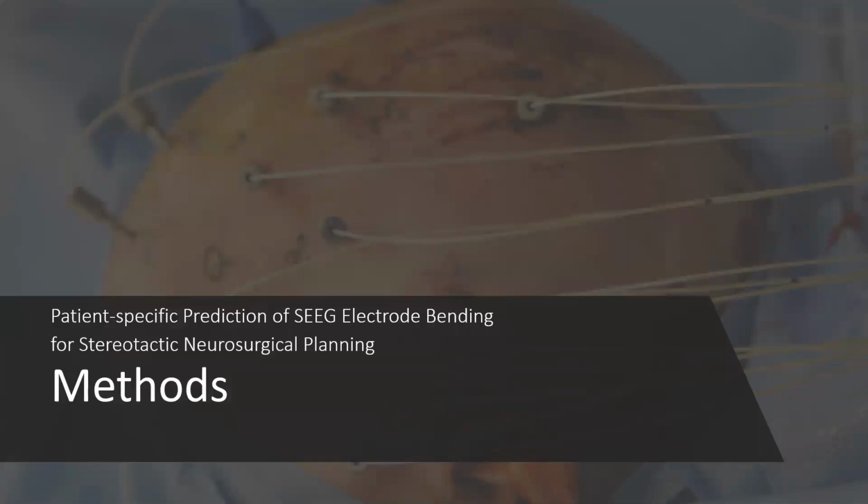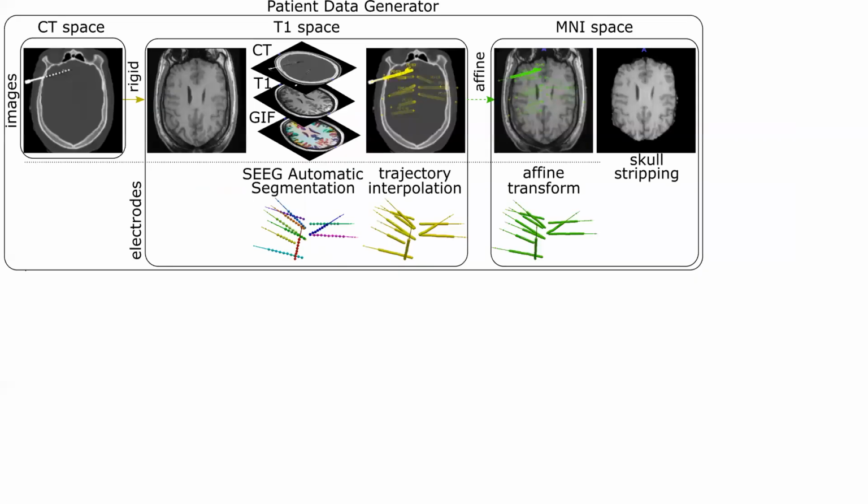Let me briefly describe our methodology. In relation to our pipeline, we first rigidly co-register a post-operative CT image, a T1 weighted MRI image, and a brain parcellation in T1 space before identifying and interpolating electrode trajectories. We use an affine transformation to register T1 images and electrode trajectories onto MNI space.